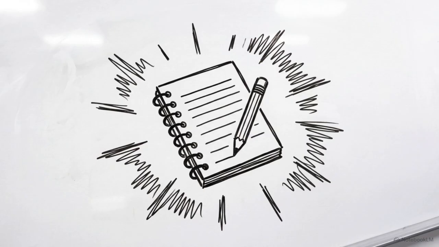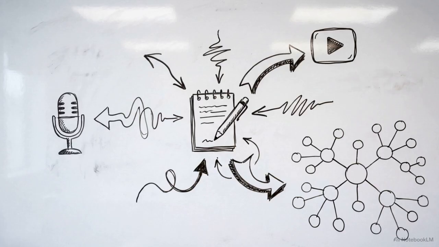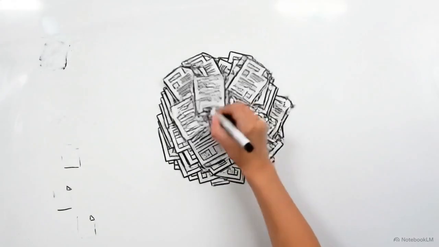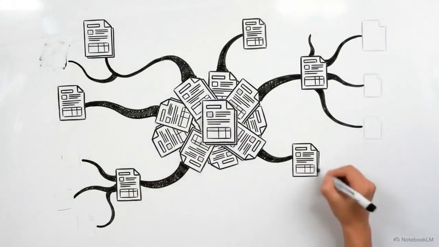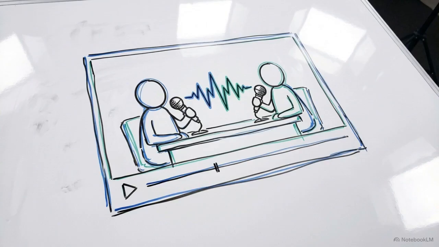This is a specialized research assistant that focuses entirely on the documents you give it, helping you transform them into new formats. When you upload your raw source files, the tool can instantly create visual mind maps of the themes, or even generate an explainer video where AI hosts discuss the most important points from your research.